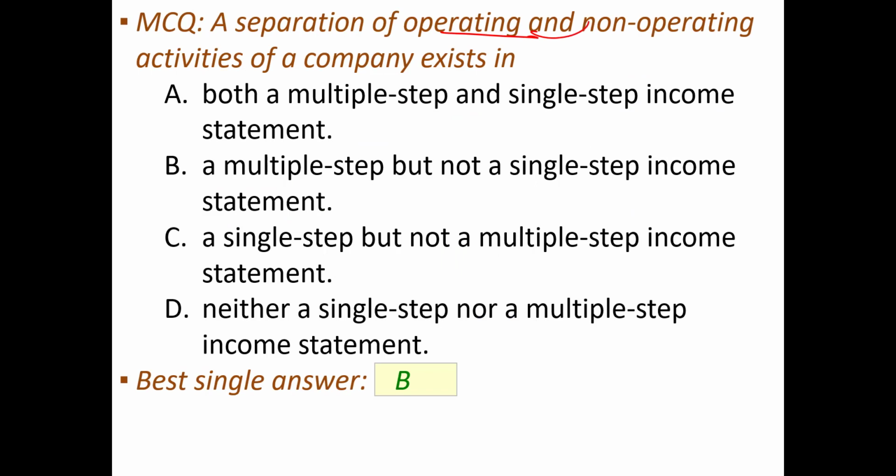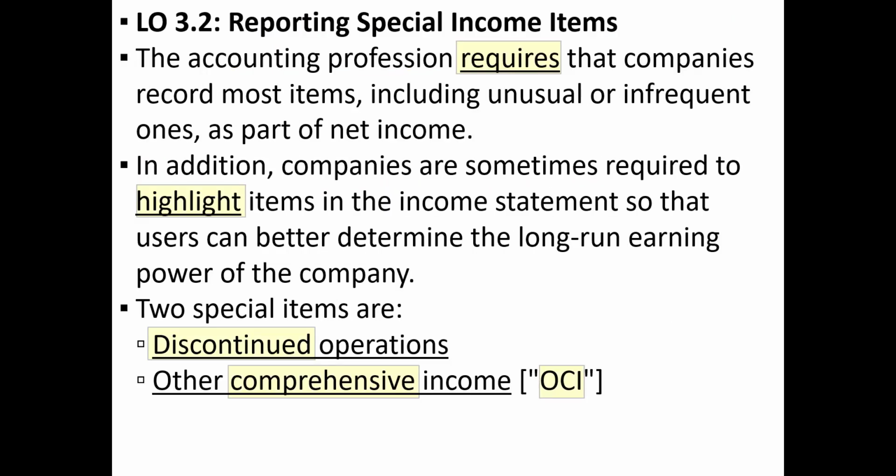Separating operating versus non-operating, or core versus non-core activities, we see that on a multiple-step income statement, not a single-step income statement. Remember, single-step income statement is not that useful to us anymore. 3.2, what do we see now? Okay, special circumstances. Multiple-step income statement can be complex.